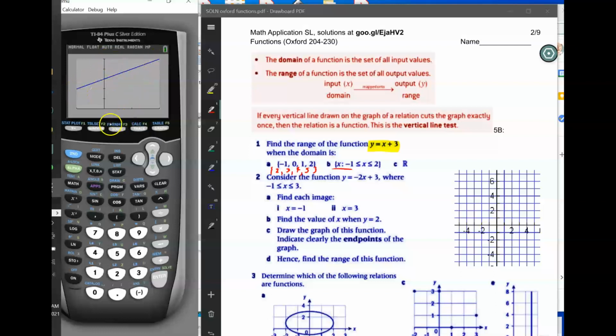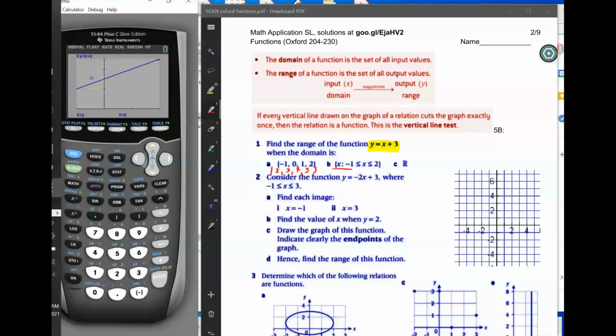Okay? If I wanted to make sure, I could do trace -1. And that should give me the y value that corresponds to that. Yeah, 2. And then I could do trace 2, and that'll show me the y value that corresponds to 2, which is 5. So I can see that this line ranges in value from 2 through 5.